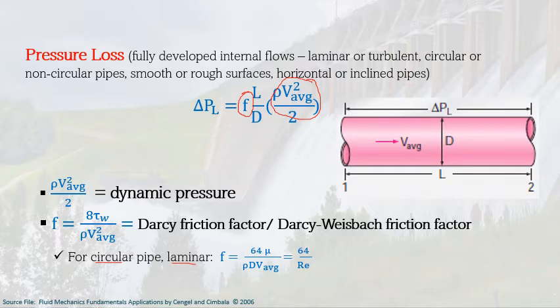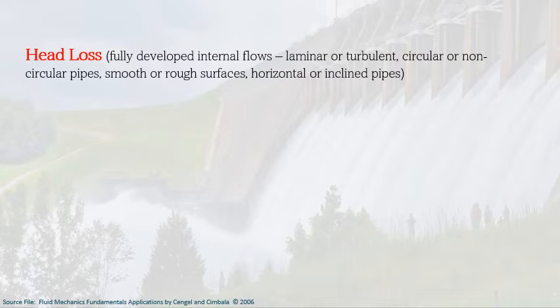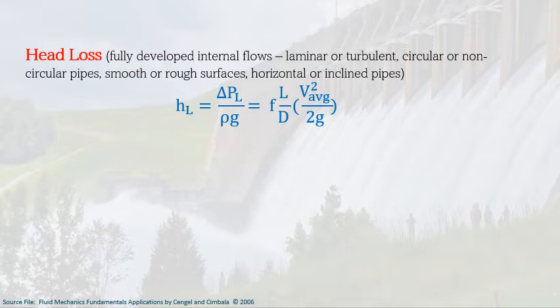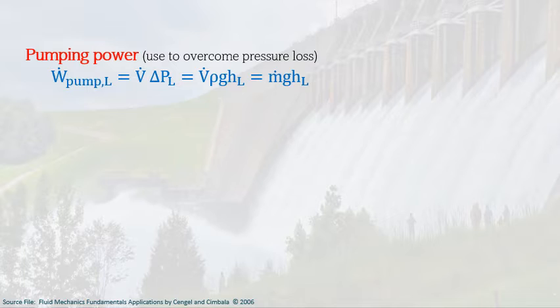Once you have the pressure loss, you can multiply that with the volume flow rate to get the pumping power requirements. The head loss, which is also applicable to those types of flows discussed for pressure loss, can be written as the pressure loss divided by the product of rho g, which is the specific weight. And the pumping power, used to overcome pressure loss, can be written as the product of the flow rate and the pressure loss, or based on the volume flow rate and rho g h_L in terms of head loss. So our concern here is to compute the head loss or the pressure loss so that we can get the pumping power requirements.